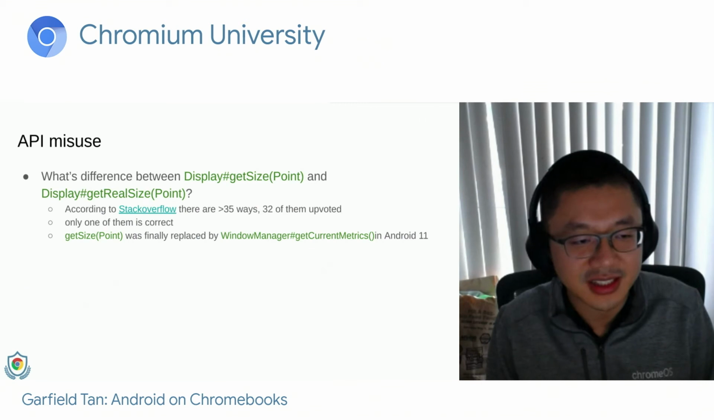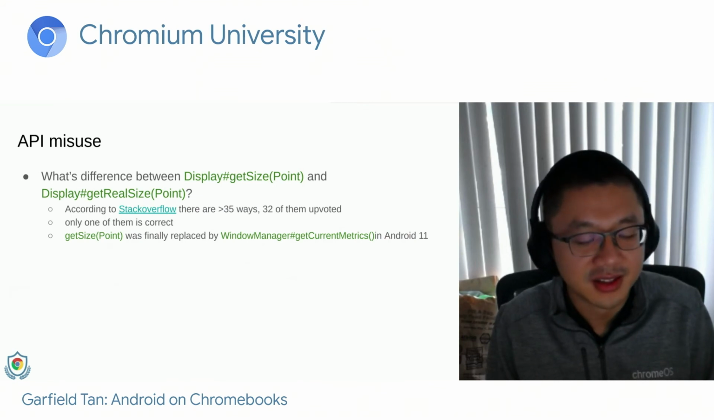On the other hand, display get real size returns the actual display size that also includes the system decorations, like the status bar and navigation bar on Android phones, and the app launcher on ARC++ as well. According to Stack Overflow, there are more than 35 ways to get a display size, and 32 of them were outdated, but only one of them is correct.